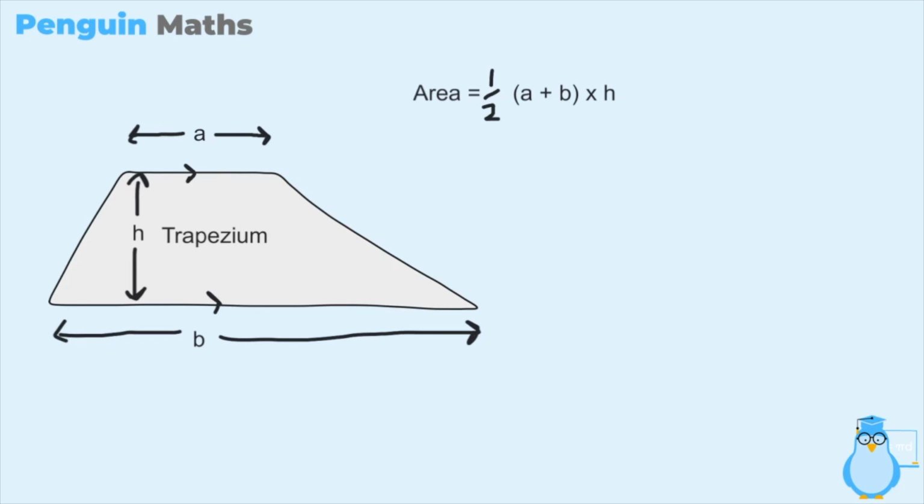And when we look at the equation, it may look quite complex at first, but all it's saying is the area of a trapezium is equal to a half multiplied by the sum of A and B, so A and B both added together, and then times by the height between them.